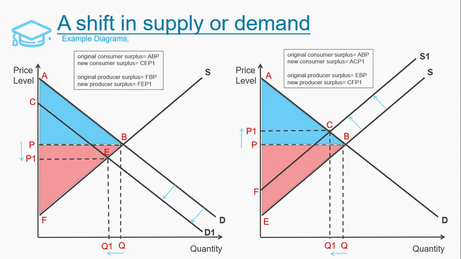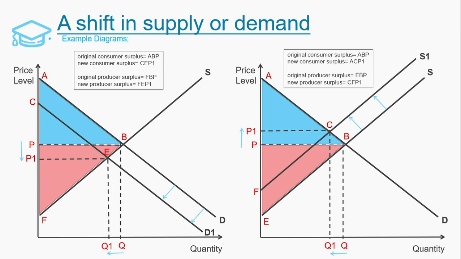Diagrammatical examples. When the demand curve shifts from D to D1, the price decreases from P to P1 and the quantity decreases from Q to Q1. The consumer surplus experiences a change from ABP to CEP1, whilst the producer surplus changes from FBP to FEP1.